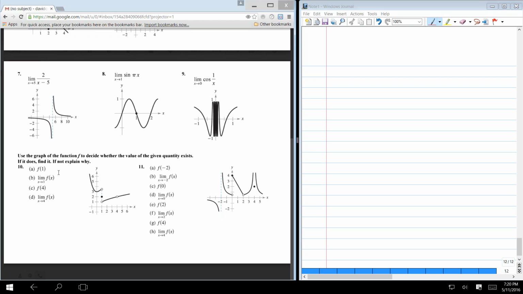What is the limit of f of x as we approach 1? 3.5 from the left. What is it as we approach from the right? 1. So it does not exist. That's the very first question you'll almost always have to ask yourself: what is it from the left, what is it from the right? If they are not the same number, it does not exist. Simple as that. Okay. What is f of 4?